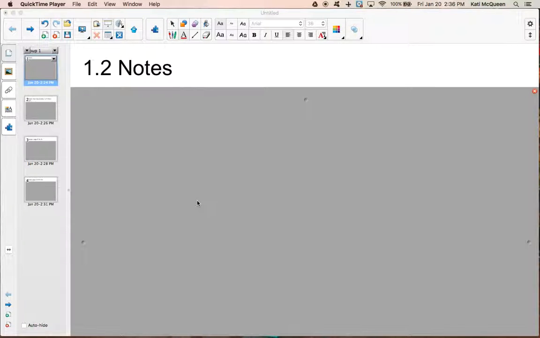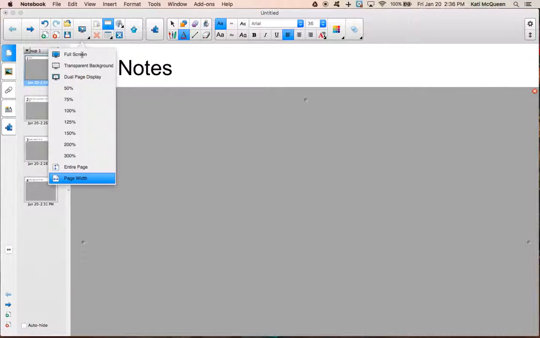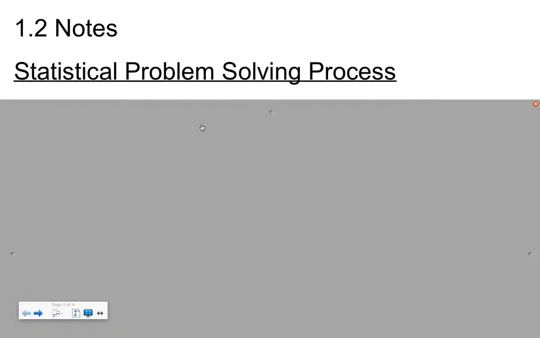All right, so we are going to be looking at your next set of notes here, section 1.2. You should be taking these notes in your notebook along with me here. The first thing we're looking at today is called the statistical problem solving process.